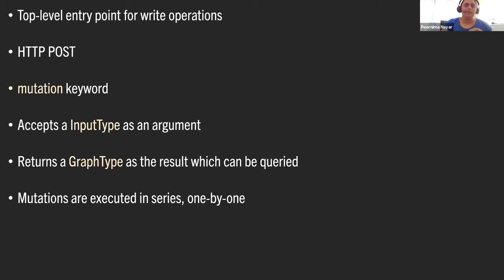But unlike queries, mutations are executed in series. So if you send 2 mutations to the API, it gets executed one by one. So let's see how that is set up.